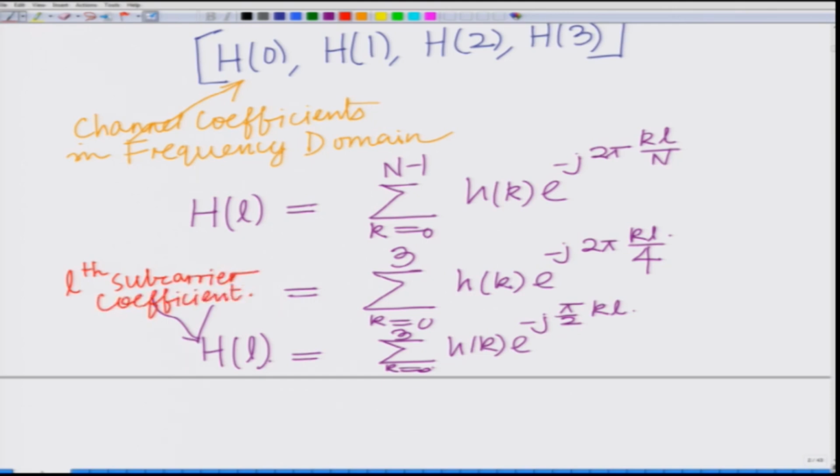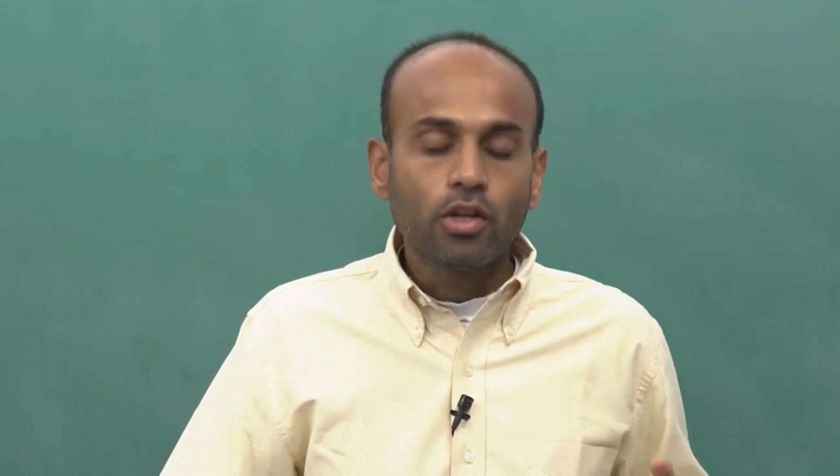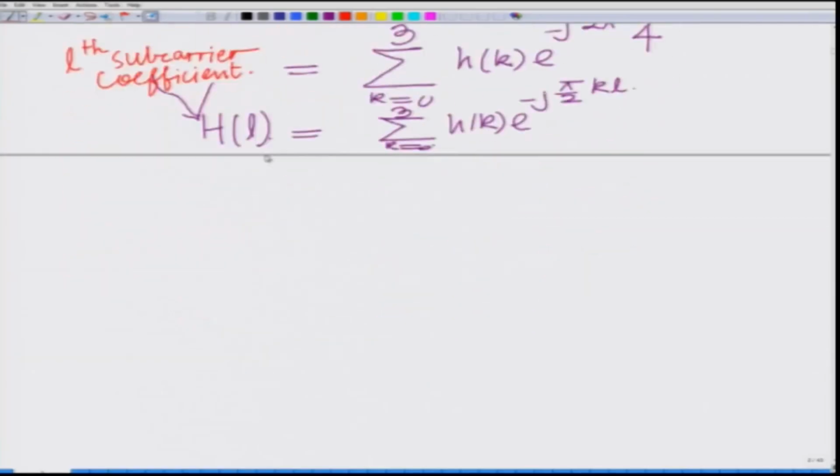This is the Lth subcarrier coefficient. So, capital HL is basically given by the Lth FFT point of the zero-padded channel taps. All right. So, now let us write the explicit expressions for each HL and then we will see something interesting.